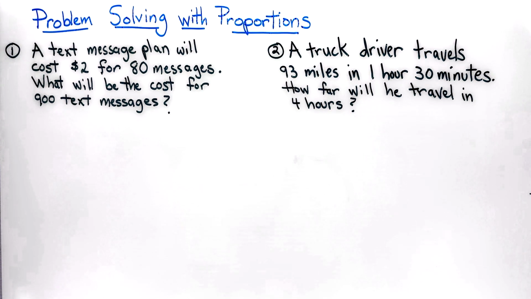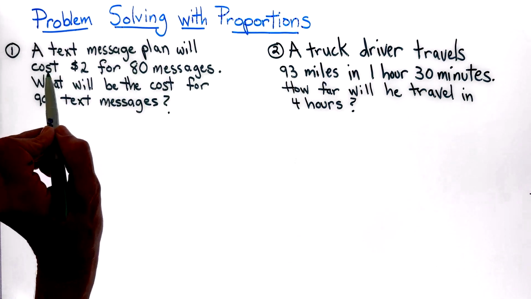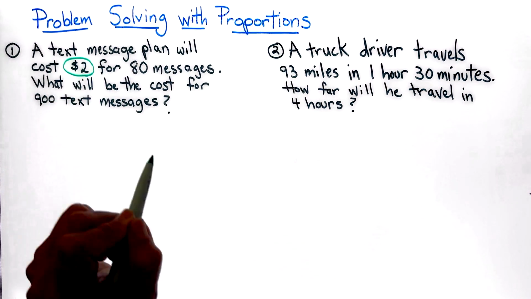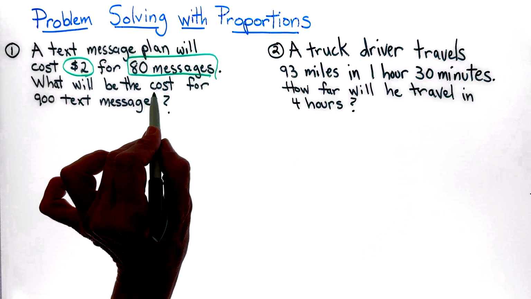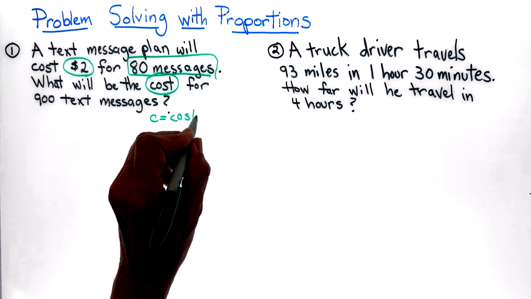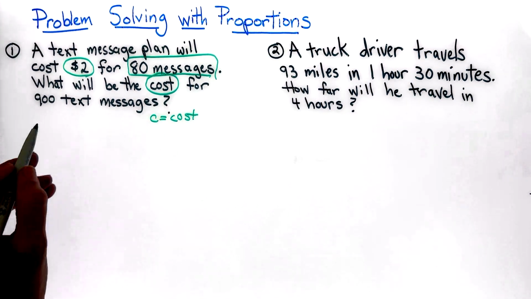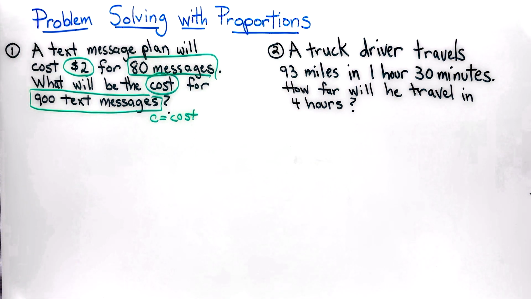So for number 1, a text message plan will cost $2 for 80 messages. What will the cost for 900 text messages be? So I'm again reading it. A text message plan will cost, we know that it is $2 for 80 messages. What will the cost? So the variable we might want to use is C for cost for 900. A lot of text messaging, but you guys do text message a lot.